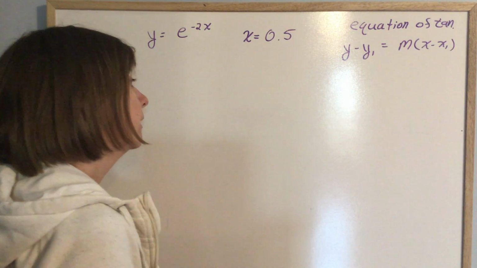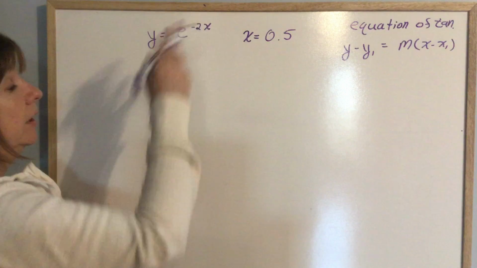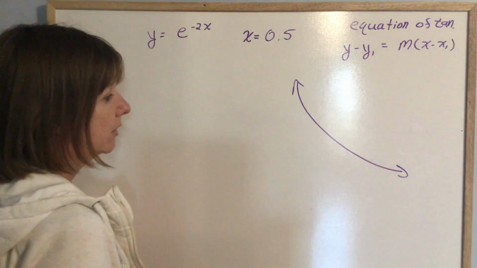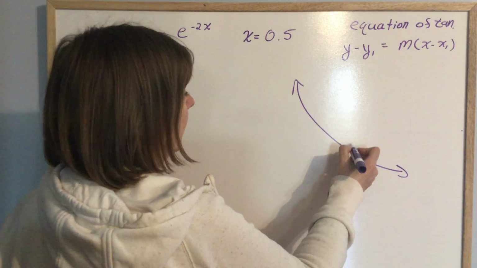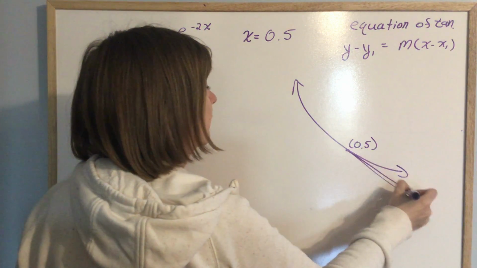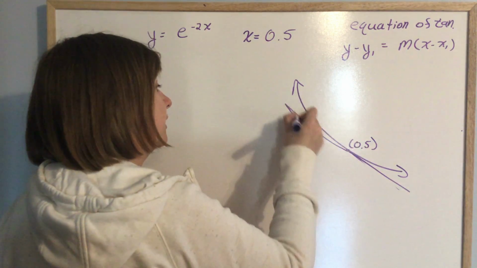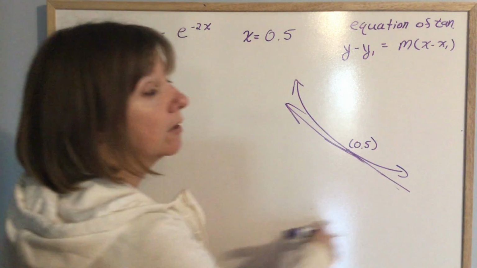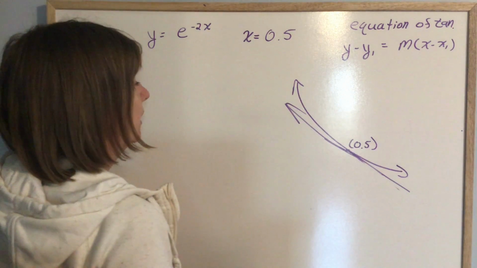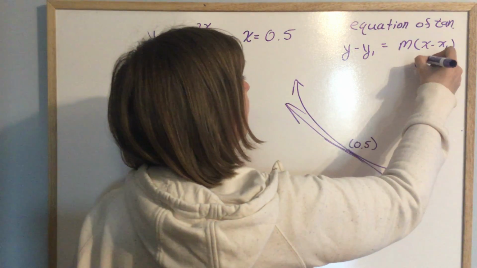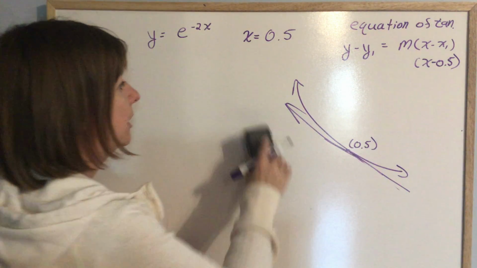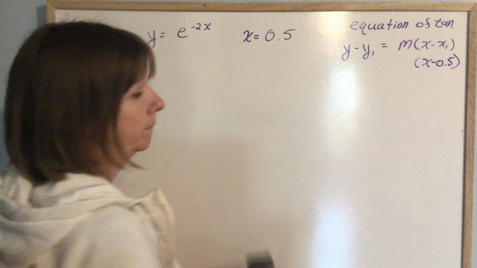0.5. So if you were to graph e to the negative 2x, it would actually go down. It would actually kind of go in this direction. So if this is where my x was 0.5, if we drew a tangent line there, that's not a very good tangent line. If we do a tangent line there, what they're asking is what would the equation of that tangent line be, okay? So I already know that my x1 is 0.5 because they gave that to me. Now I need a y1.